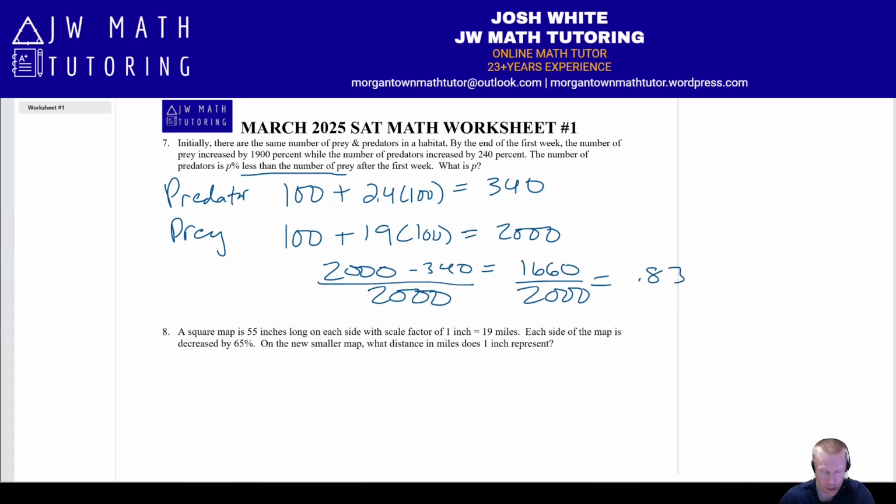It comes out to 0.83. And then you could go ahead and, of course, just multiply this by 100 because it says p%. That means for the p-value, they want the actual percentage, which is 83. They do not want the decimal equivalent of it.